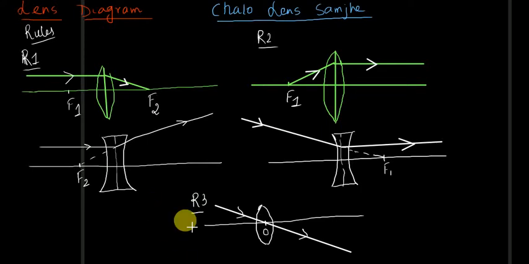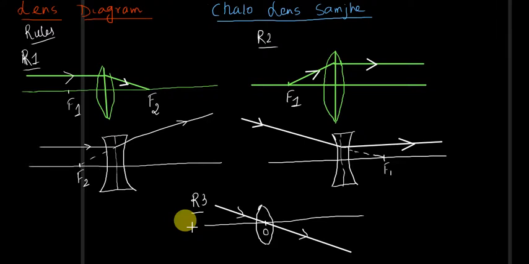Hello guys. So today we study about the lens diagrams. There are certain rules for drawing the lens diagram or any ray diagram that is concerned with lenses. We'll be first going through the rules, and after that we'll go to the main part: at which position the image and the object will be forming in case of concave lens and convex lens.